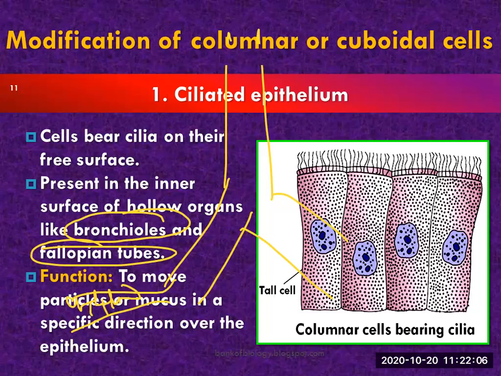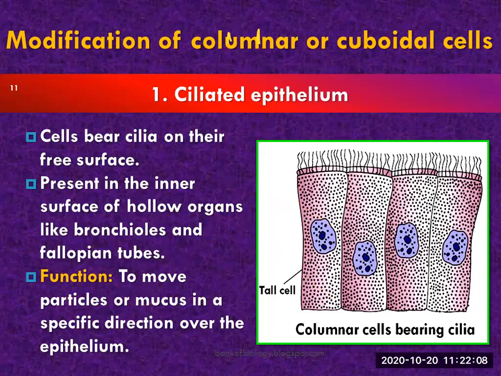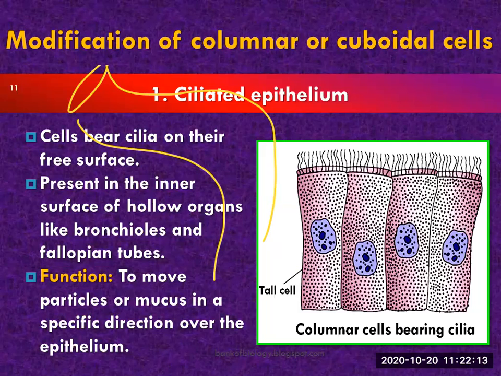When it comes to the fallopian tube, this particular epithelium acts as per the movement of ovum towards the fallopian tube. For what? Fertilization. So it is exactly in case of female. Fallopian tube is the respective character of the female.